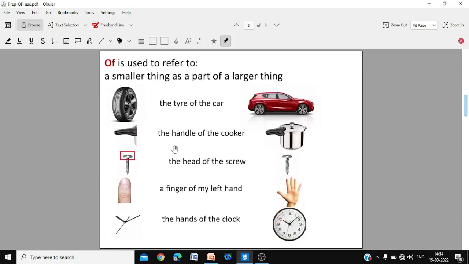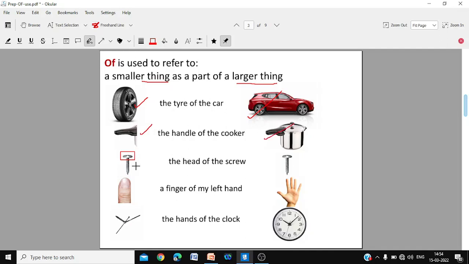Of is used to refer to a smaller thing as a part of a larger thing. A smaller thing or object is a part of a larger object. Tire of the car. Tire is a smaller thing, a part of the larger object, car. The handle of the cooker. The handle is a smaller thing, a part of the larger object, the pressure cooker.